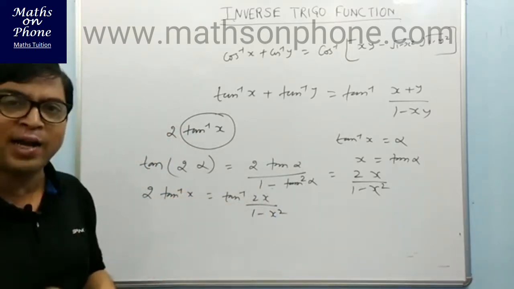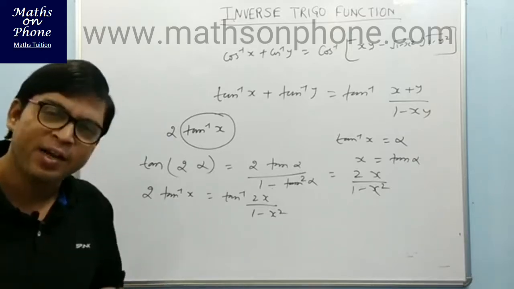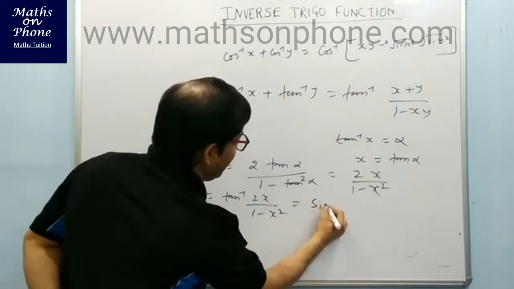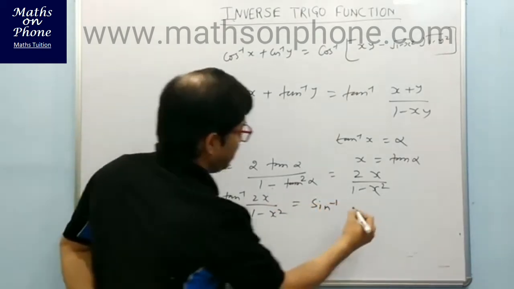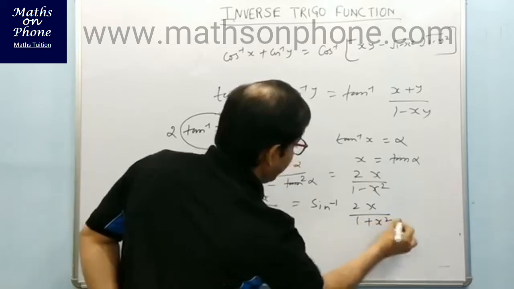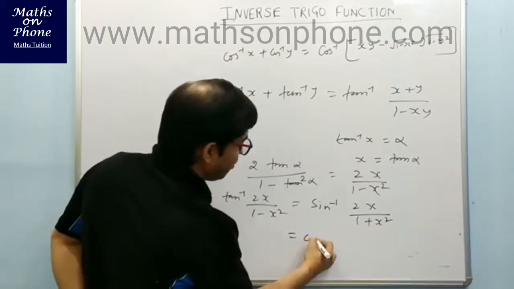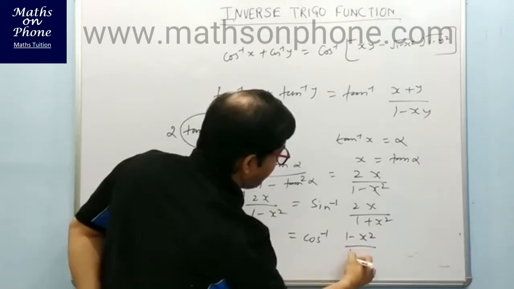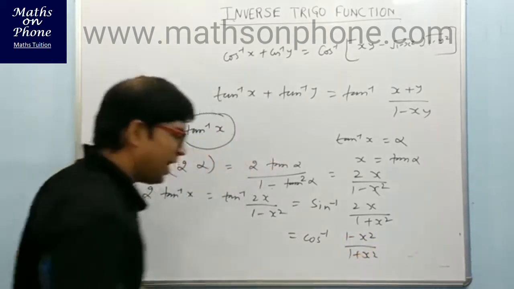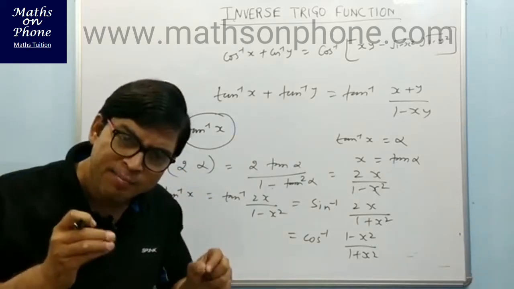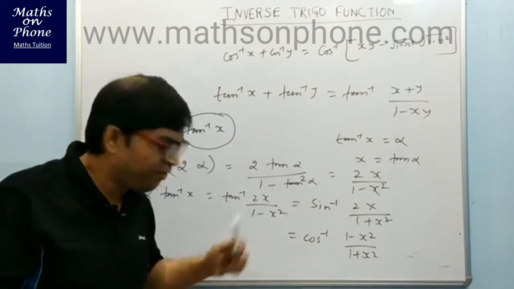If you need to write in the terms of sine or cos, same way you can derive, and it will come out sine inverse 2x by 1 plus x square. If you need to write in the terms of cos, cos inverse of 1 minus x square by 1 plus x square. That is the actual conversion of formula. It is the basic application of such type of formula.